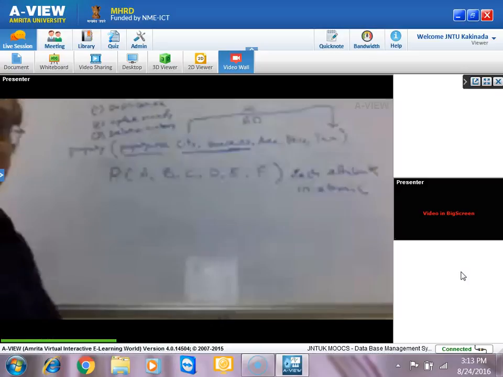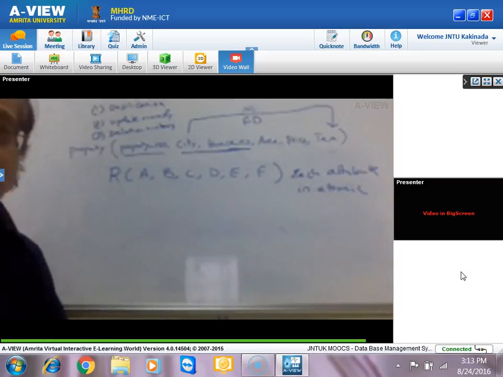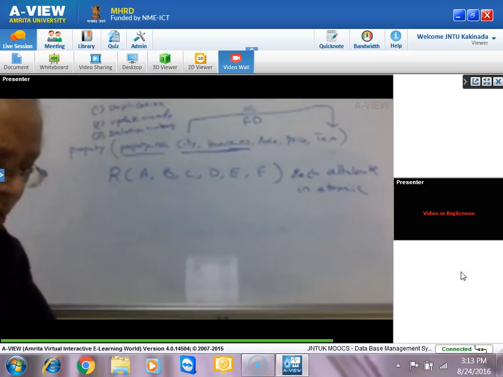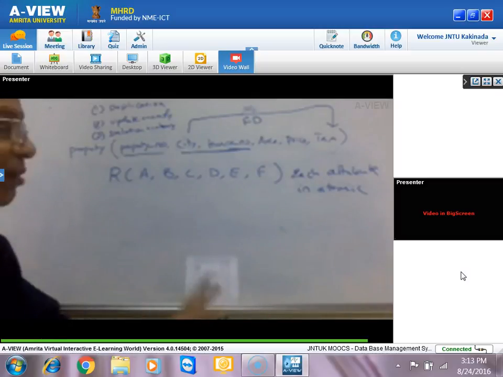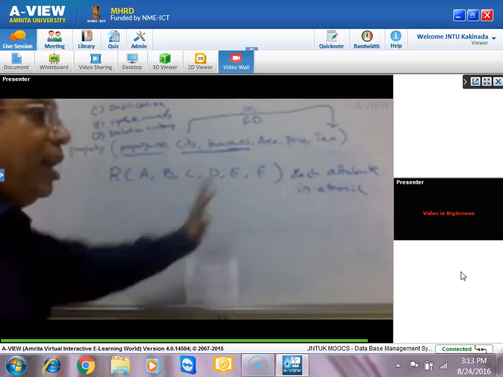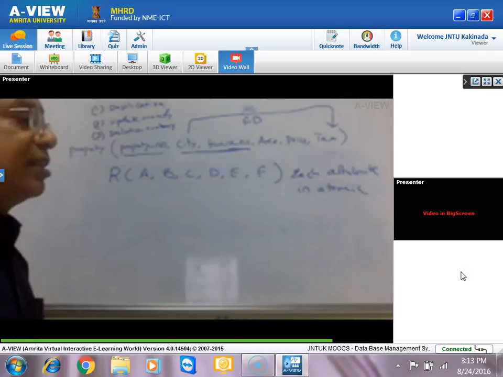We'll come back to this; it itself becomes the first normal form. First, to make a relationship into first normal form, each attribute is atomic, having only one value, not a list of values.